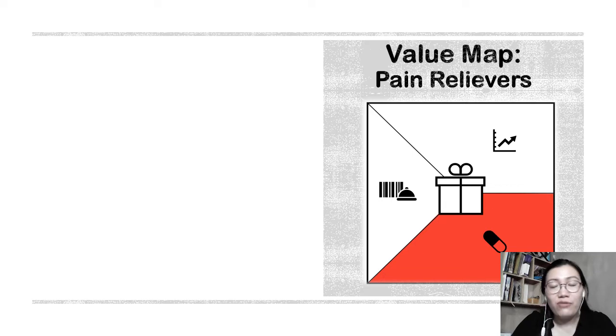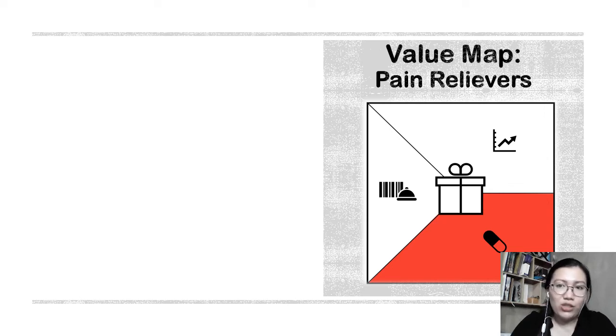So great value propositions focus on pains that matter to customers. So in particular, extreme pains. So you don't need to come up with a pain reliever for every pain you've identified in the customer profile. So no value proposition can do that.